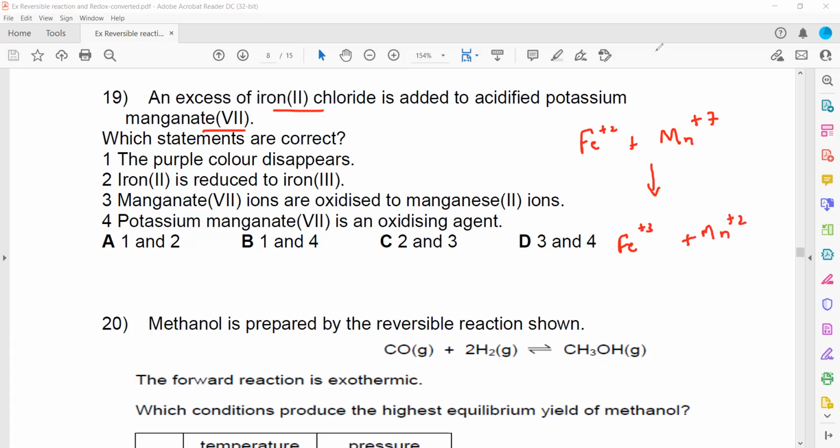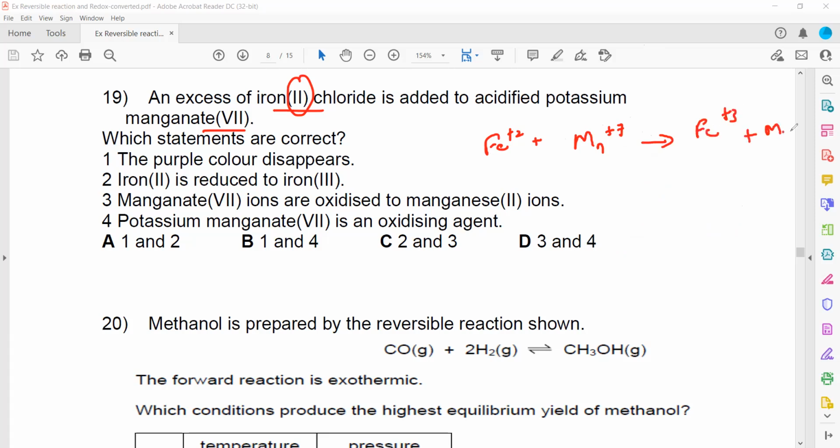As we discussed, you have to learn specific colors, specifically for Mn plus 7 and Mn plus 2. So when this reaction occurs, Fe is plus 2, they mention here iron 2 chloride, reacted with Mn7. The iron will turn into iron 3 because it will lose electrons, and Mn plus 7 will turn into Mn plus 2, so it gains electrons.